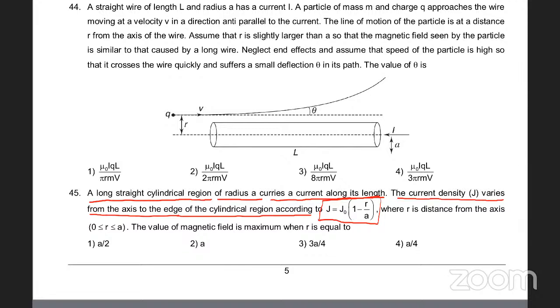So you have to find the value of r at which the magnetic field is maximum. That means you have to find the value of r where the magnetic field is maximum. Okay, so just note down this one.